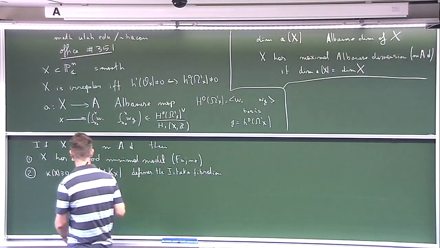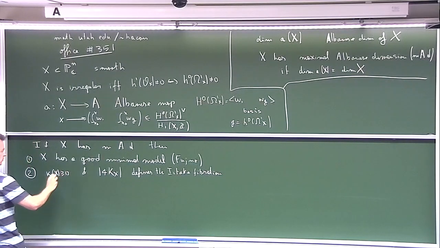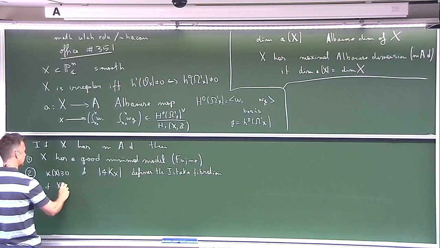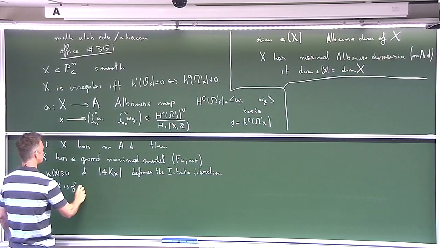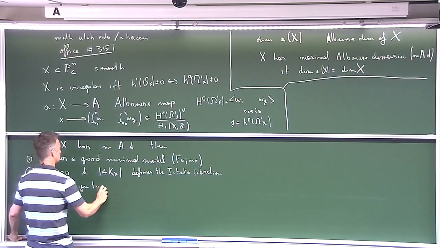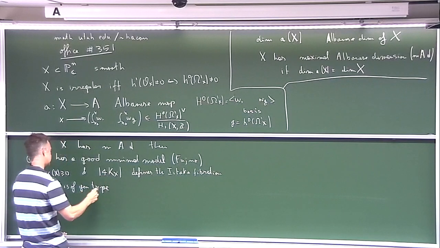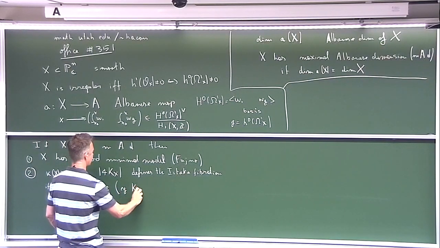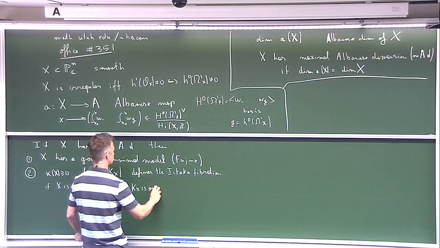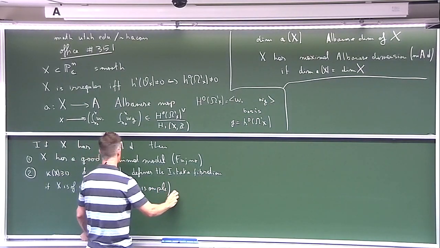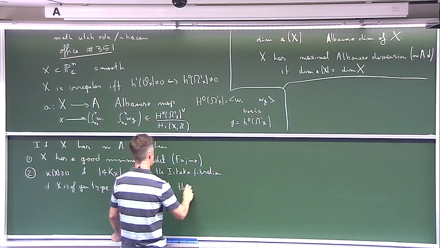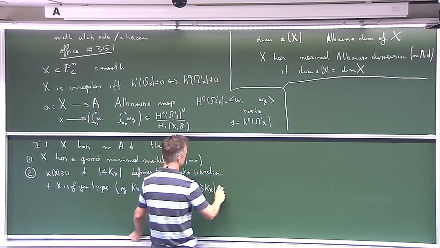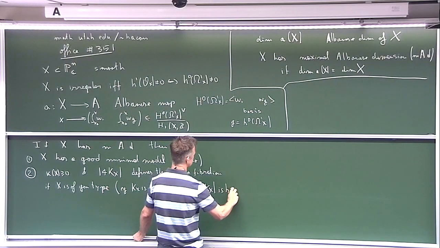If you don't remember what the Iitaka fibration is, let me do a particular case. If X is of general type, so I'll review these definitions later, but for example, if K_X is ample, that would be an example of a variety of general type, then 3 times the canonical line bundle gives you the Iitaka fibration. In this case, it gives you a birational map.